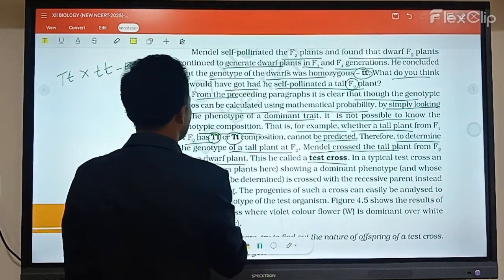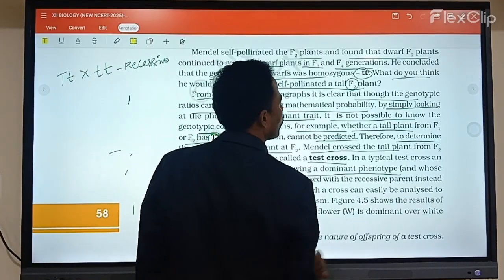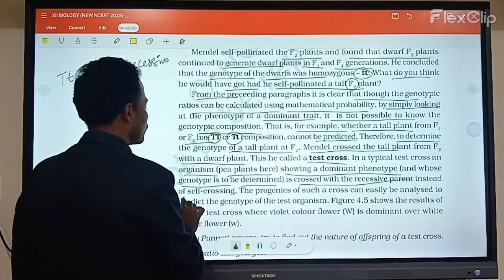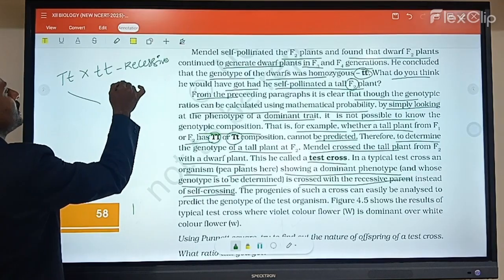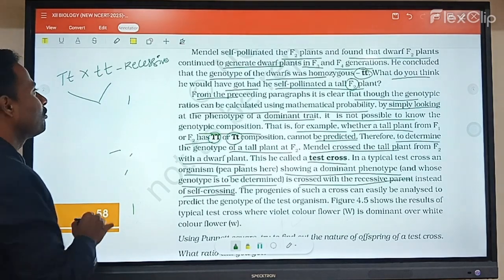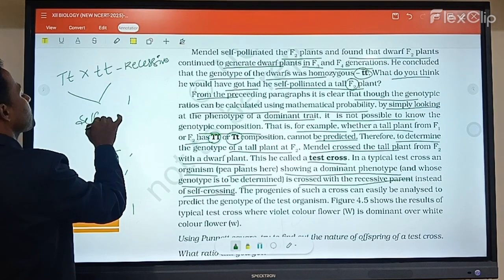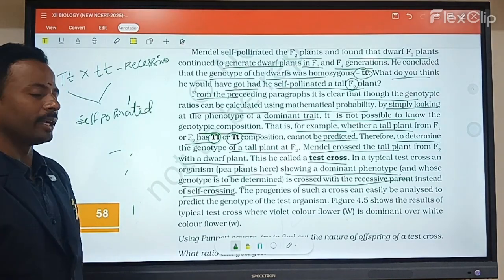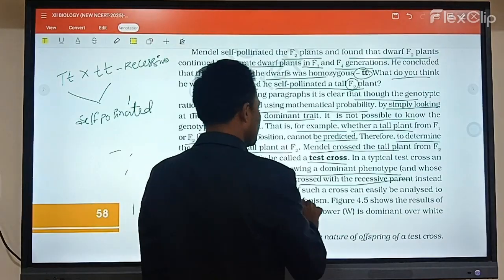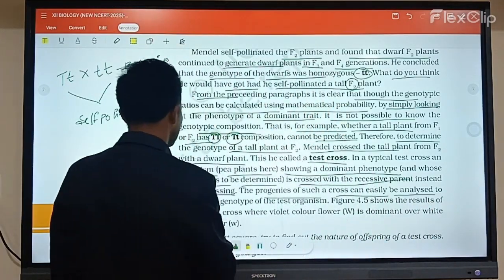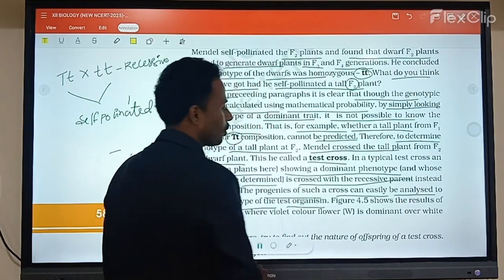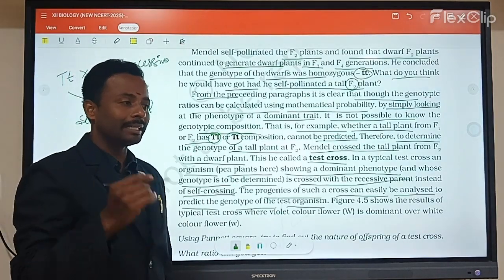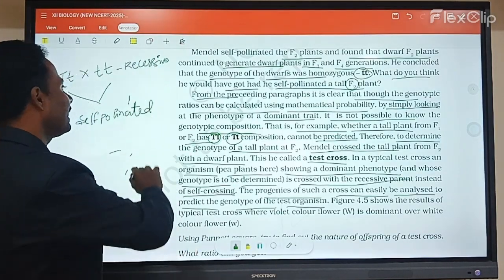In a typical test cross, the pea plant showing the dominant phenotype, whose genotype is to be determined, is crossed with the recessive parent instead of self-crossing. The test cross is not self-pollination. The progeny of the cross are easily analyzed to predict the genotype of the test cross organism, so which one is dominant and which is recessive can easily be predicted.